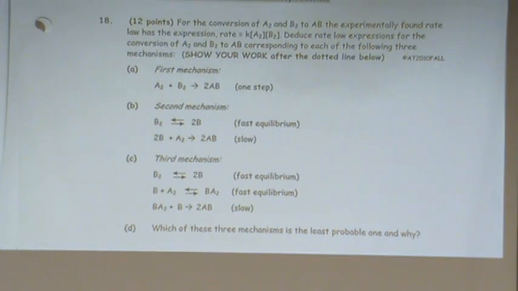Why? As he said. Because it involves a step that is termolecular, that's molecularity 3. 2B molecules and 1 A2, right? A2 and that's 3 molecules at the same time to collide. And that's very improbable. So if you have a choice between the three, you would disregard that one because it's very unlikely to have 3 molecules at the same time collide, okay? There's a step like that. Okay, what's the other question?